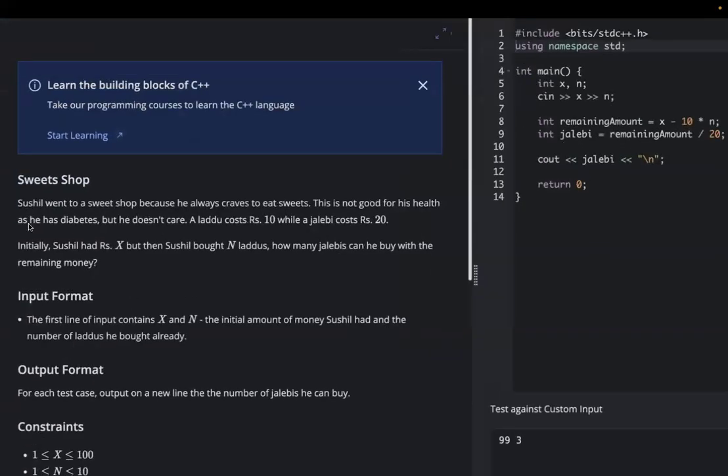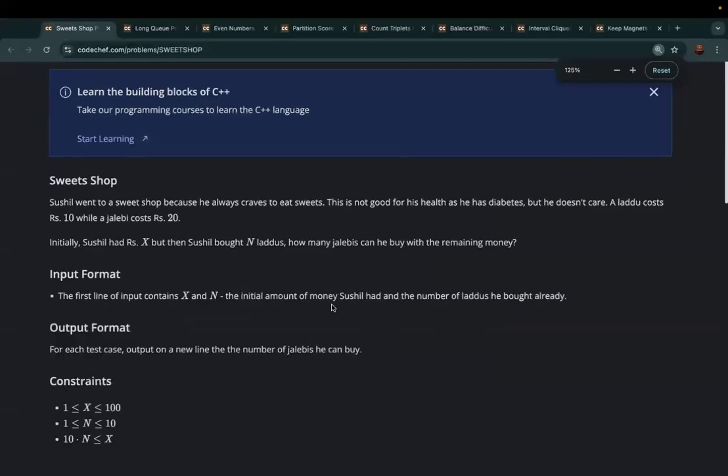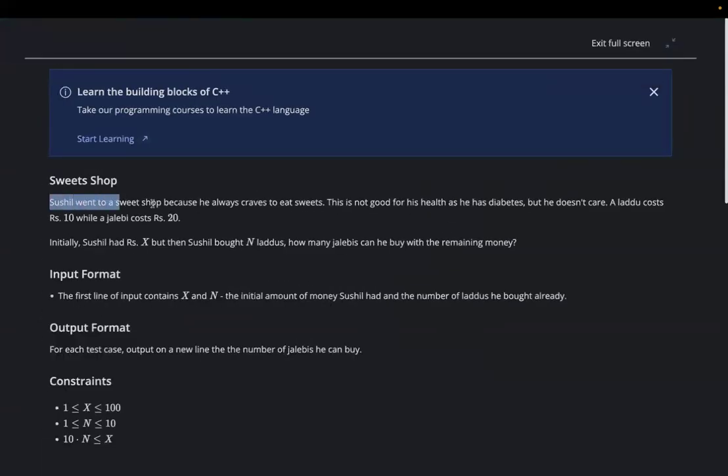The problem says that Sushil went to a sweet shop because he always craves to eat sweets. This is not good for his health. Basically, some story. The problem says that Sushil is having X rupees. A laddu costs rupees 10 and a jalebi costs rupees 20. Sushil has bought N laddus. So how many jalebis can he buy with the remaining money? That is the problem. Basically, there is someone with name Sushil.